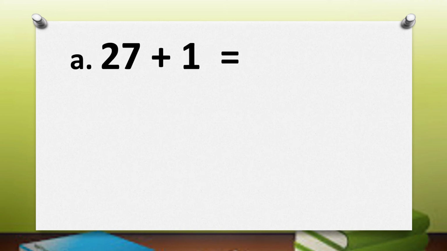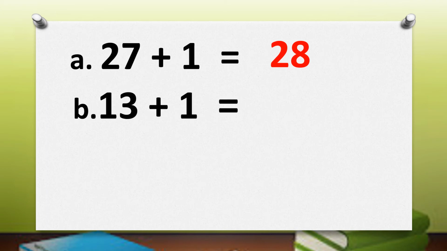Now let's understand this better with some more examples. 27 plus 1 is equal to 28. Now 28 is the number that comes just after 27. So 28 is the successor of 27. 13 plus 1 is equal to 14. Now 14 is the number that comes just after 13. So 14 is the successor of 13.